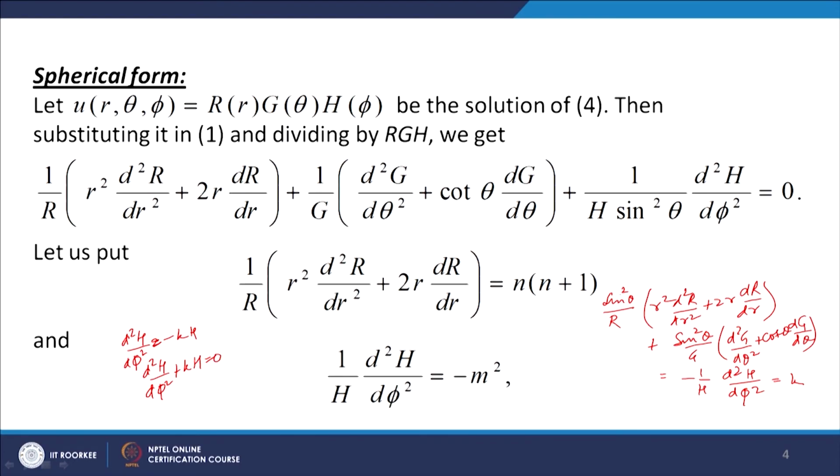Now, for the boundary conditions, in the case of a physical problem, we shall see that the case k equal to 0 is not possible. If we take k equal to mu squared, then you will get H equal to A cos mu phi plus B sin mu phi.